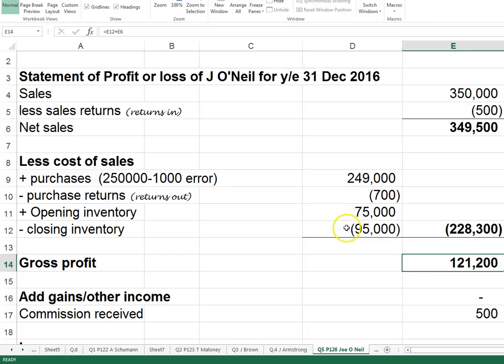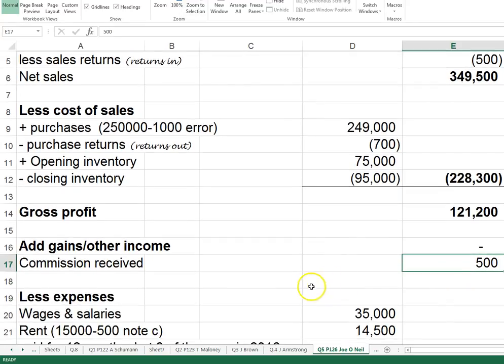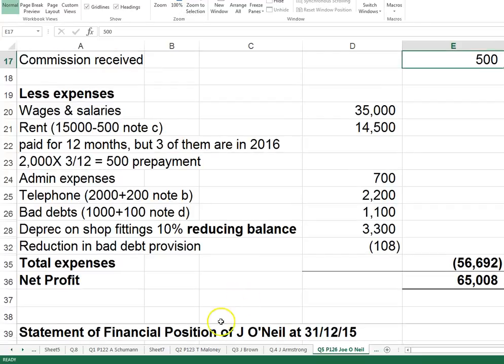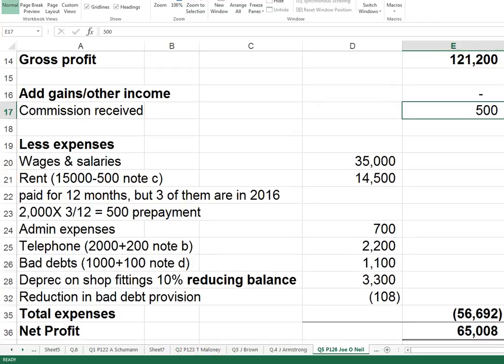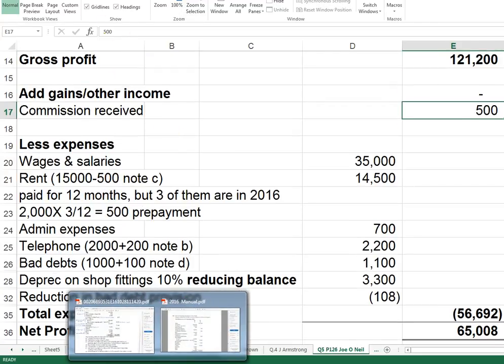There's closing inventory, and then we've added commission received, so that's the cost of sales figure there, gross profit, commission received, and now we're on to our expenses. So you just go less expenses and you list all the expenses down and find your net profit. But before we do that, we're going to work down through it.